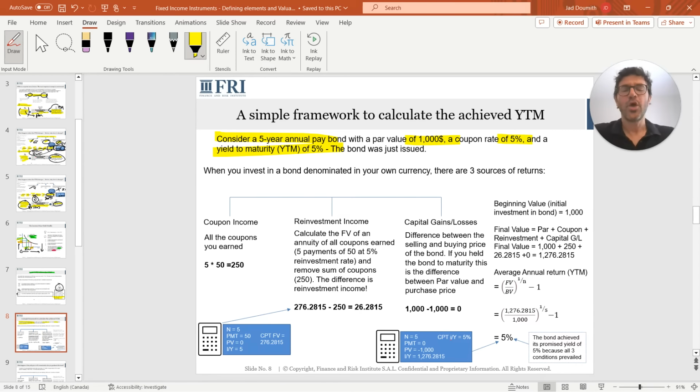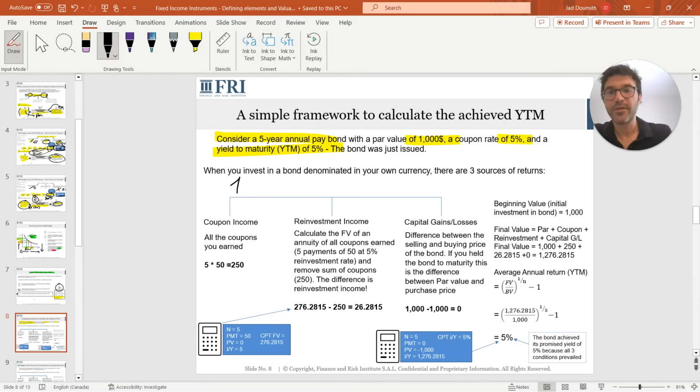All right, guys. Whenever you buy a bond that is denominated in your own currency, which means that there is no currency risk, no potential currency gains or losses, there are 3 avenues, 3 sources of returns. And I want you to be comfortable with all of them. They are of paramount importance for the exam and in real life, if you're a fixed income investor or you plan on one day becoming one. You can make money out of a bond that is denominated in your own currency from 3 sources.